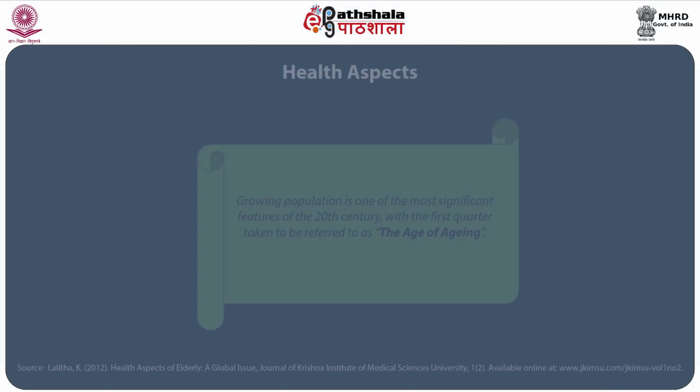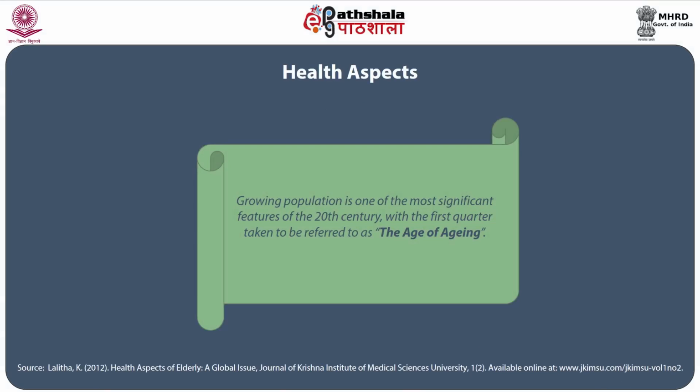of the elderly, what is being done by the government, NGOs and the community, and what are the aspects that require attention, especially when we are talking about the aging phenomenon in our society. The biggest achievement of the century is no doubt longevity. All over the world, life expectancy has started rising. Growing population is one of the most significant characteristics of the 20th century, and the first quarter of the 21st century is going to be called the age of aging.